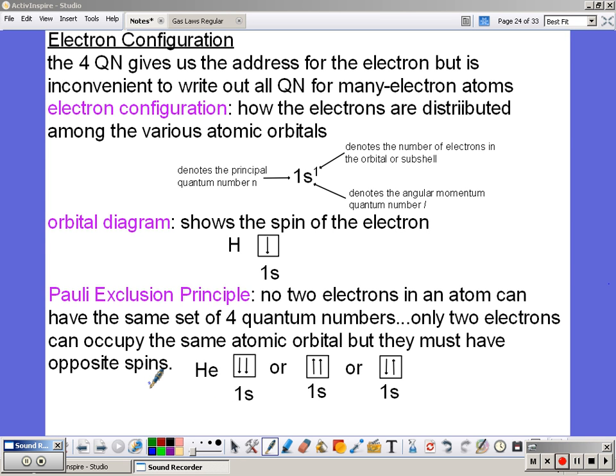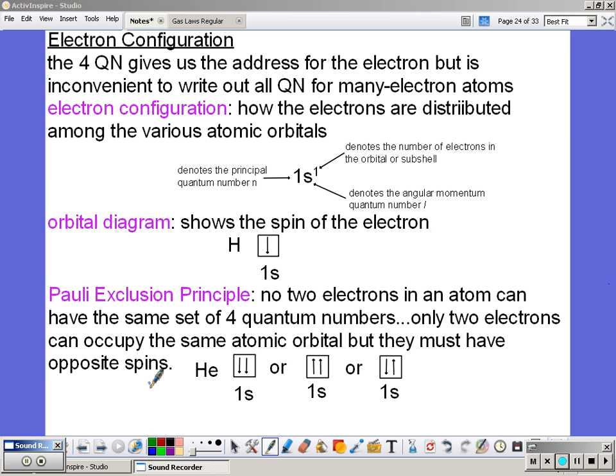Electron configuration. There are 4 quantum numbers that give us the address for the electron, but it's inconvenient to write out all the possible quantum numbers, especially for atoms that contain many electrons. So instead we use electron configuration to show how the electrons are distributed among the various atomic orbitals.